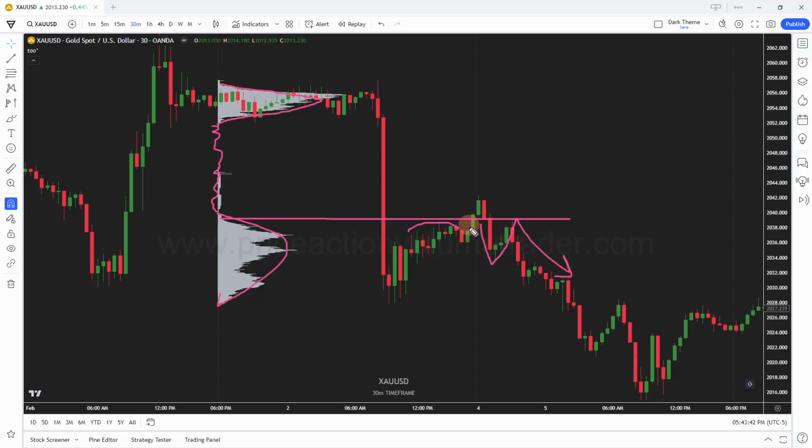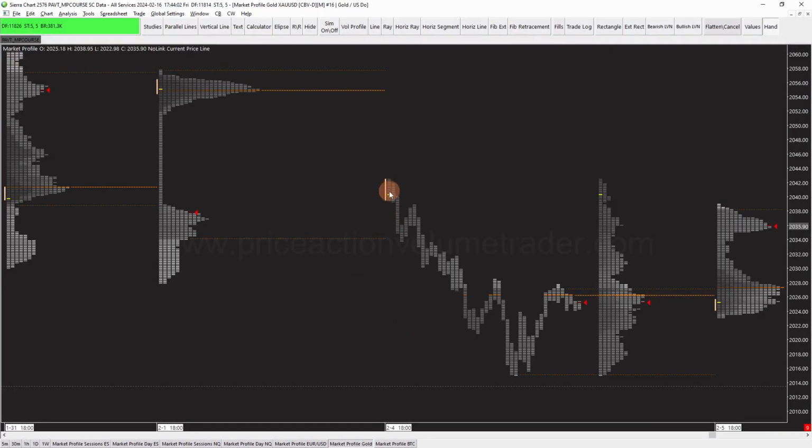Okay, so that's a very nice example of what I was talking about, of once price accepts in a bearish structure, looking for shorts on the top edge. Plus we had the confluence of the single prints, and also we identified that we are in an open drive here to the downside.